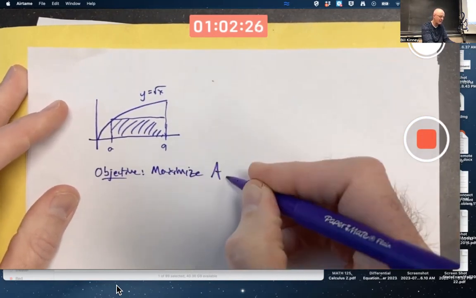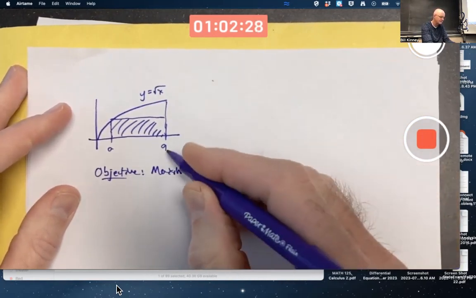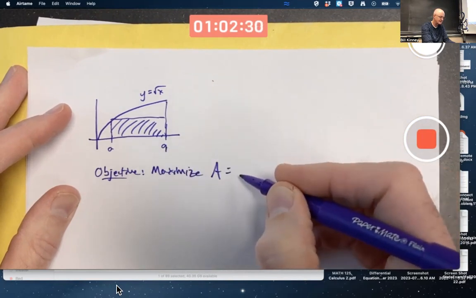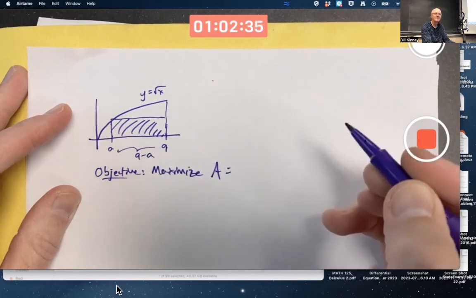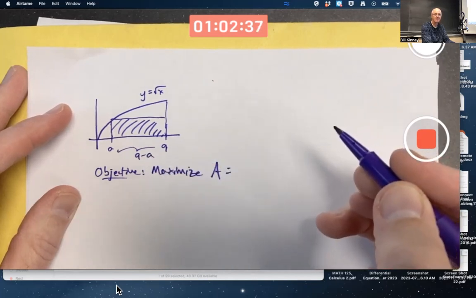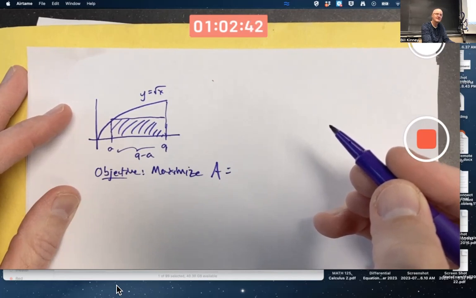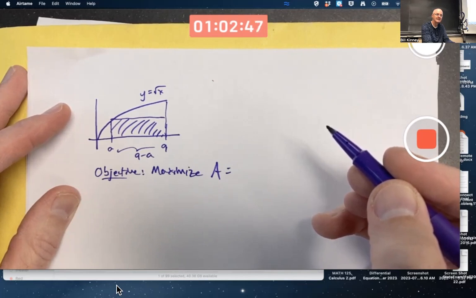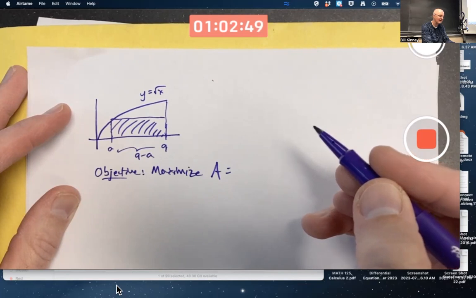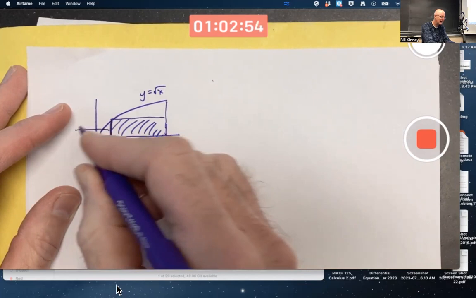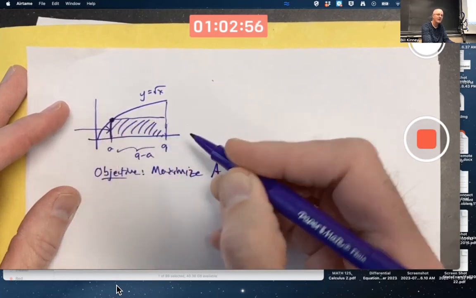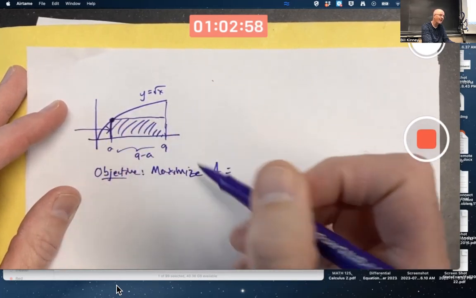Maximize A, the area of the rectangle. Base times height. What's the base? 9 minus a. I don't know what a is. That's part of what I've got to figure out. What's the height? That seems less clear, doesn't it? Oh, it's easier to look over here than it is over here. What's that height? Think about what's relevant. What's the relevance of that graph?